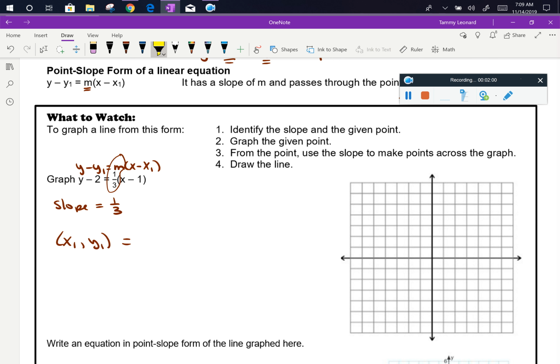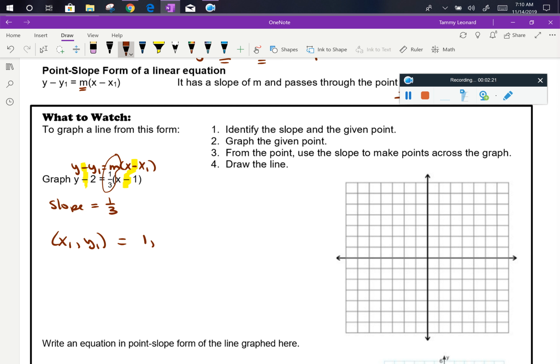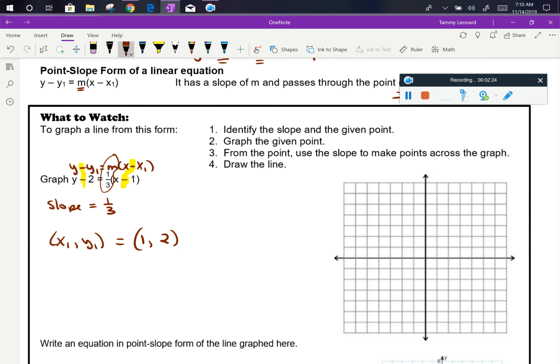Please notice that the minus sign is actually part of the formula. So when I go to pull the x value and the y value, the signs will be opposite what I see in the equation. So if it's x minus as part of the formula, only the 1 is left to be the x value. Since it's y minus, only the 2 is left to be my y value. So this line will start at the point 1, 2.